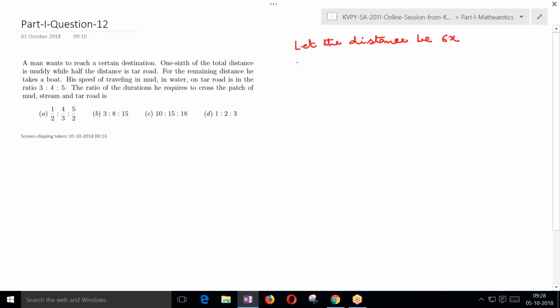6x. Now from here, as it is 6x, 1/6 of the total distance is muddy. Then the mud road becomes x. And while half of the distance is tar road, as 6x is the total distance, tar road is half of this, 6x by 2, that is 3x. Then the remaining, he takes a boat, so it will be a kind of river or pond, so we can define this as a stream. That will be 6x minus x minus 3x, that is 2x. So these are the distances, so we can write this as distances.